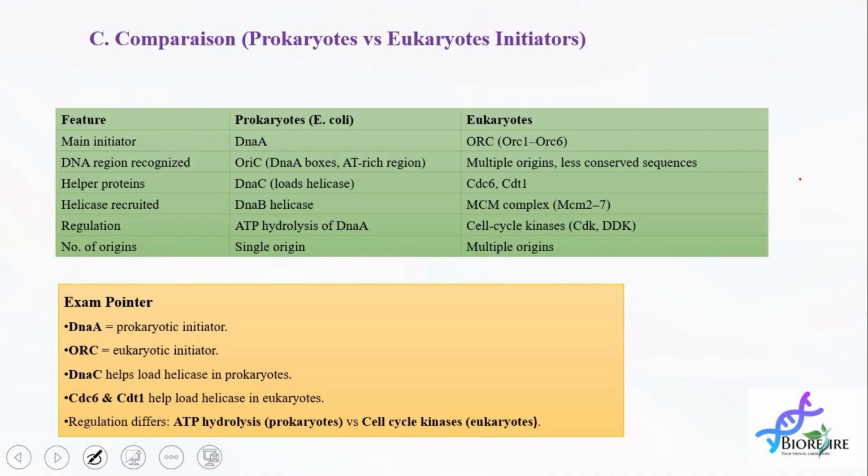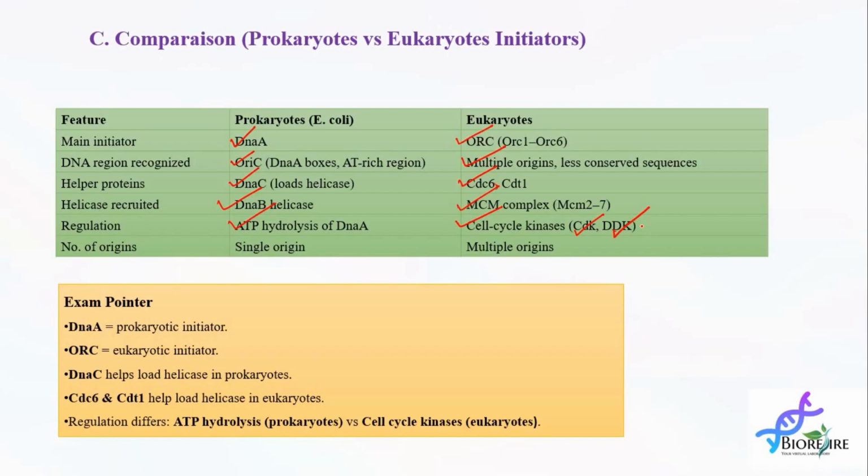Okay, now what are the key differences? The key difference is that in prokaryotes the main initiator protein is DnaA, here it is ORC. Here multiple origin regions recognize ORC. The helper protein in prokaryotes is DnaC, here the helper proteins are CDC6 and CDT1. Helicase recruited is DnaB helicase, here the MCM complex. Prokaryotes are regulated by ATP hydrolysis, here it is regulated by the cell cycle kinases, that is CDK and DDK.